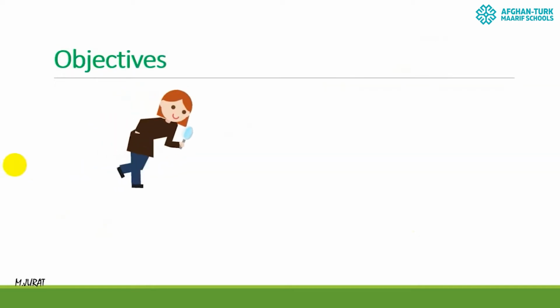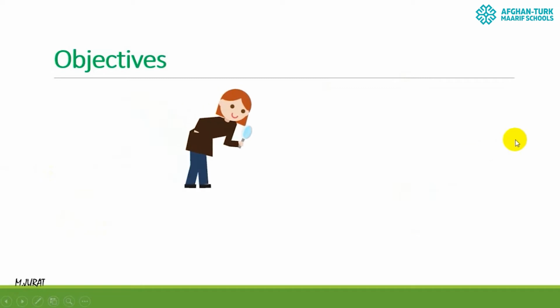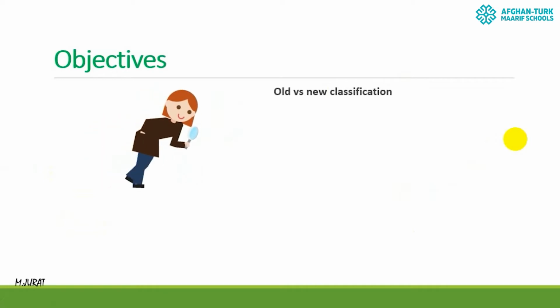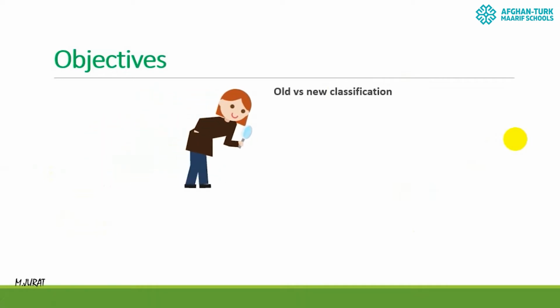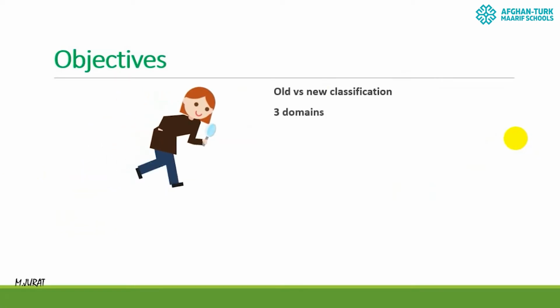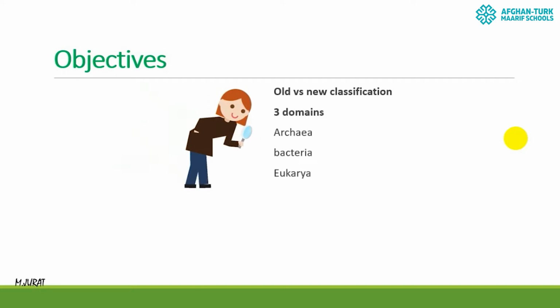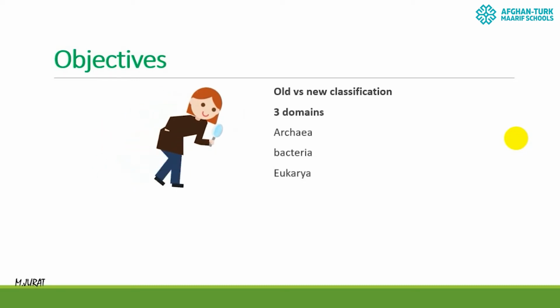In our new lesson we're going to talk about old versus new classification, how they used to classify living organisms and how they are classifying right now. According to the new classification, we're going to discuss 3 domains, which include archaea, bacteria, and eukarya. Be with me till the end of the lesson and get information about the 3 domains.